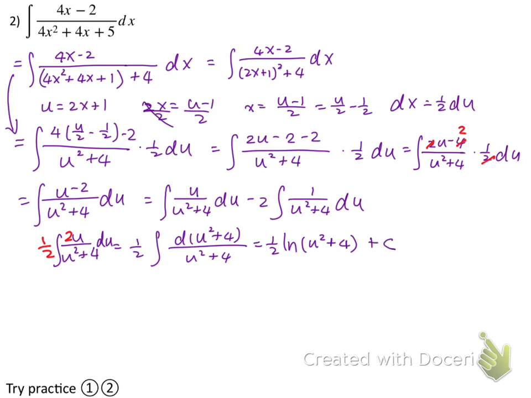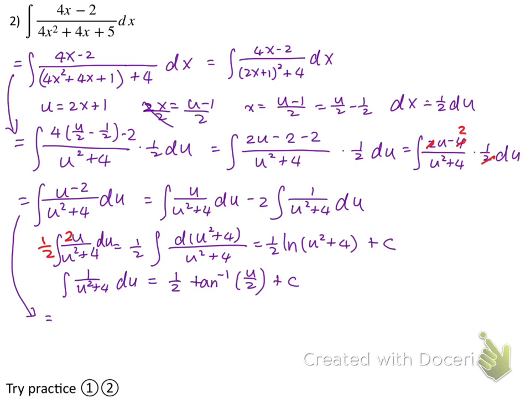And on the other hand, the integral of 1 over u² + 4 du. Notice I have no u here, no variable, so this is the tan inverse. And the formula is 1/2 tan inverse of u over 2. So pretty much it is u over the square root of the other number, and also times its reciprocal as the coefficient, then plus c. Now, keep going back to my original integral.